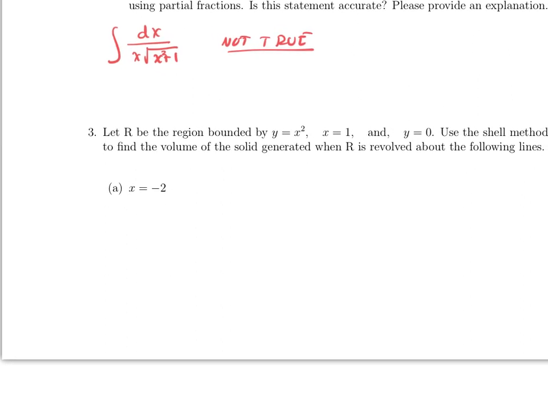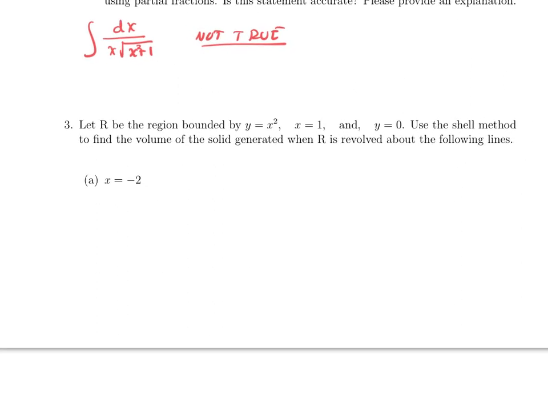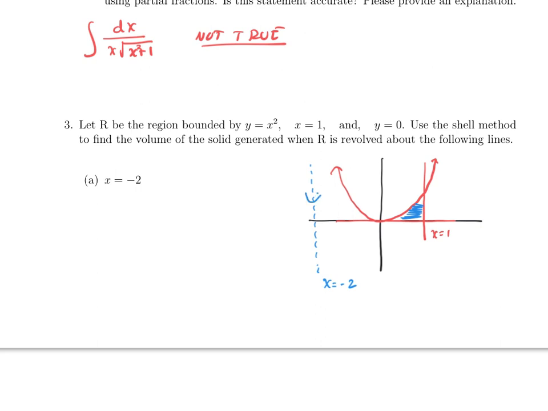Number 3, part A. Number 3, part A is asking you to find the volume using the shell method that will result if you rotate the graph of x squared, between y equals 0, which is this line, and x equals 1. So let's say x equals 1 is here. So essentially this is the area, and you need to rotate around the line x equals -2, which is here. So you are rotating here.